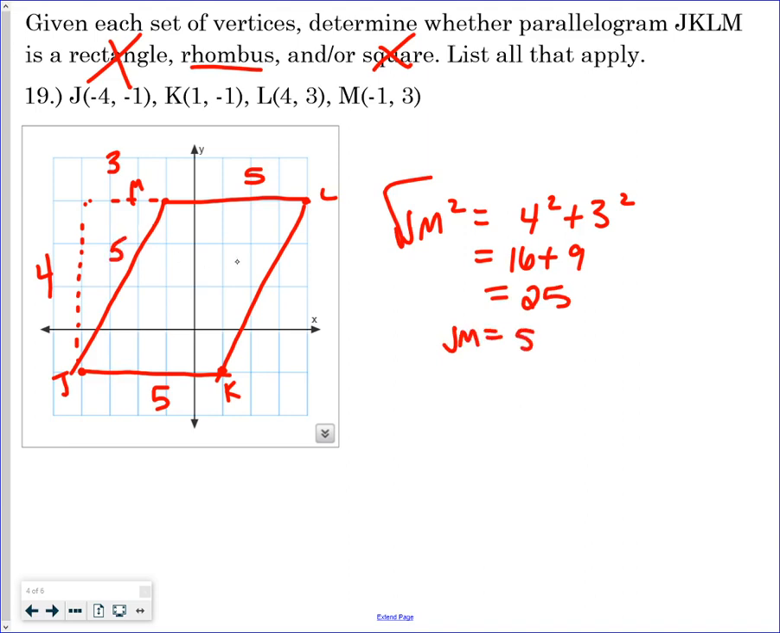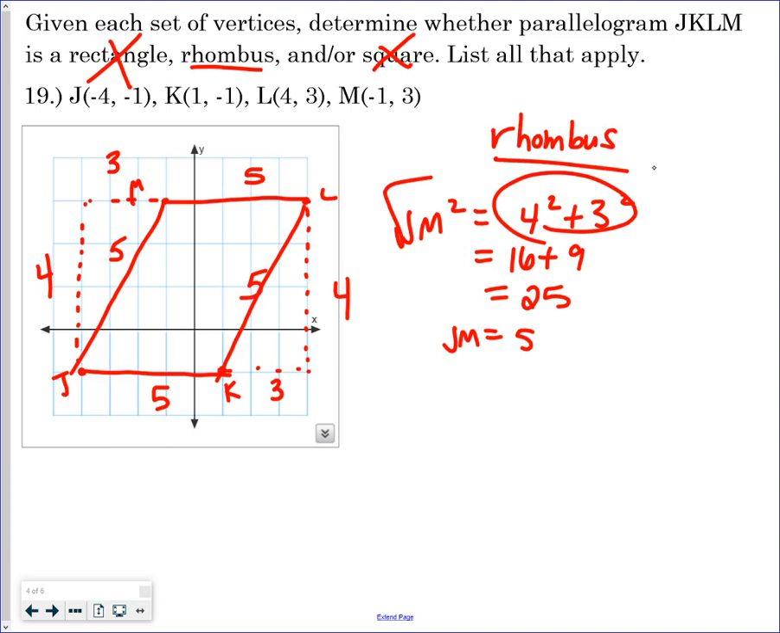Okay? LK, I'm going to do the trick again, right? How long is this side? 4. 3. Isn't that the same thing? I'm not going to do that math again, right? This is obviously a 5. So is it a rhombus? Okay. That's it though, right? It's not a rectangle because those corners aren't 90. It's not a square because the corners weren't 90.